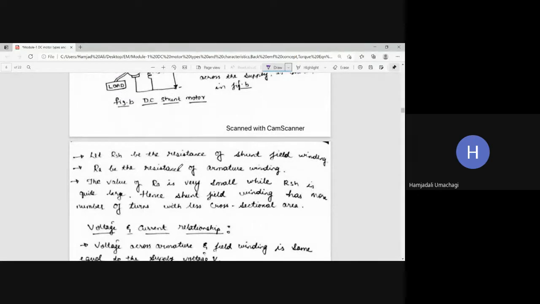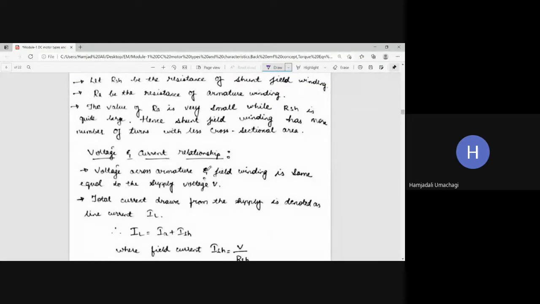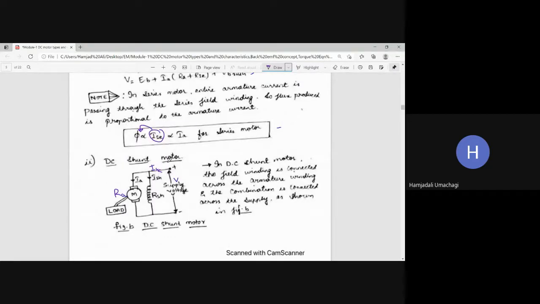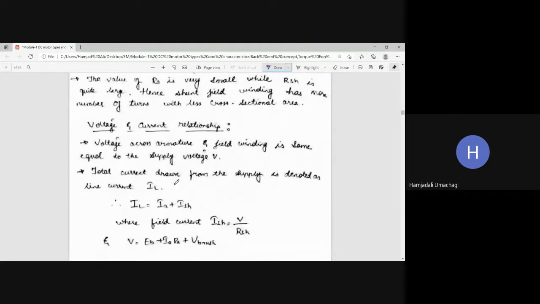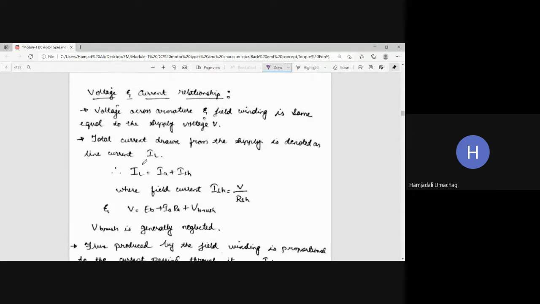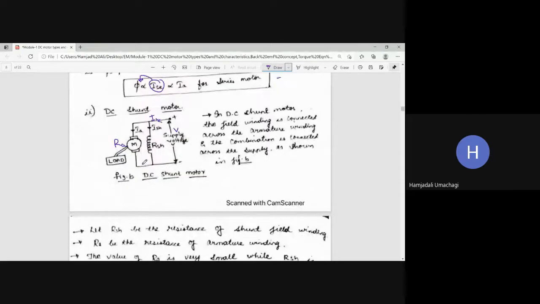The voltage across the armature and field winding is the same, equal to the supply voltage V. The total current drawn from the supply is denoted as IL. As I told you, this is the total current IL drawn from the supply. Now, if you apply KCL, this is the total load current IL, this is the armature current, and this is the field winding current.